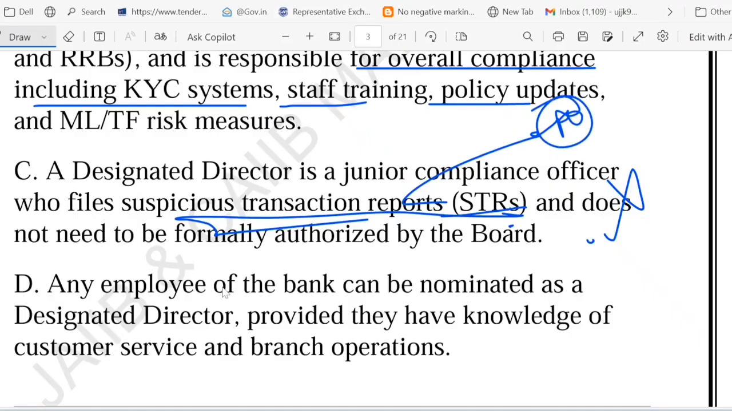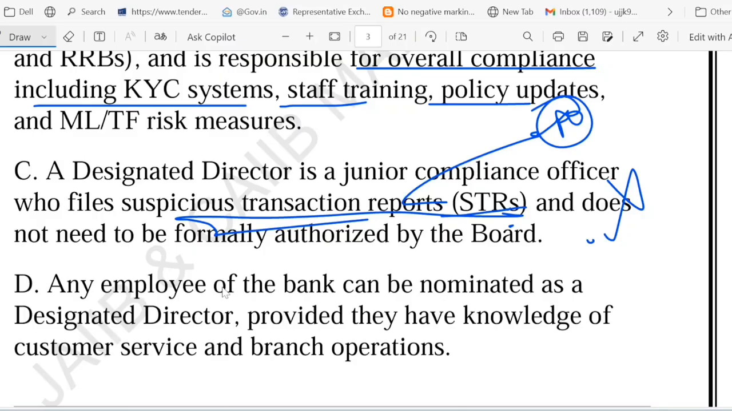So DD has a higher role, right? DD has to ensure accountability at the top, right? So this filing has to be done by the PO. Do you know the meaning of PO? PO means principal officer. Now what about option D?